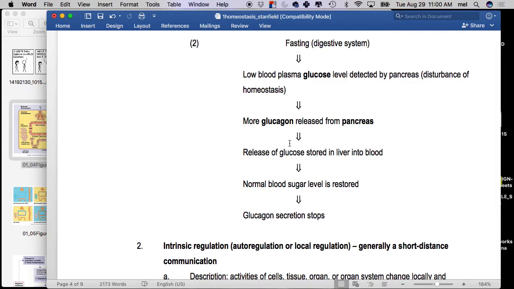And that's going to be the output pathway, but now it's going to go to different effectors. It's going to go to the places in the body that can help because they stored glucose in times of plenty. Anybody know what those might be?